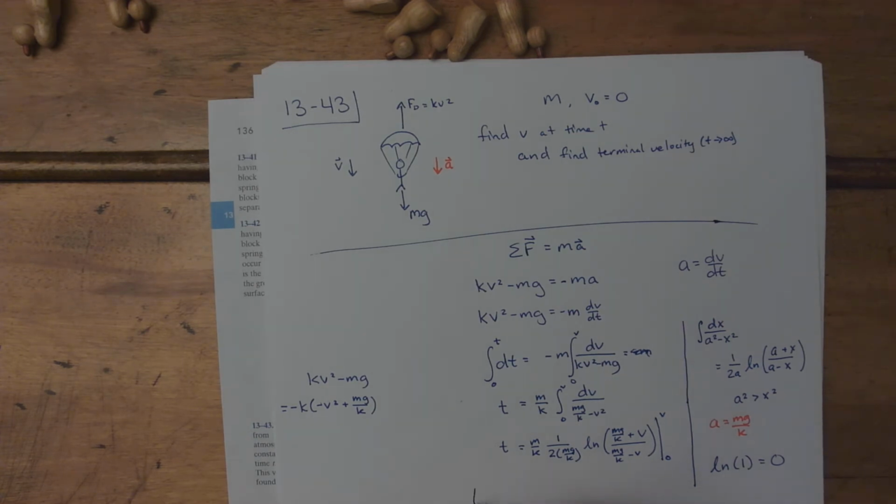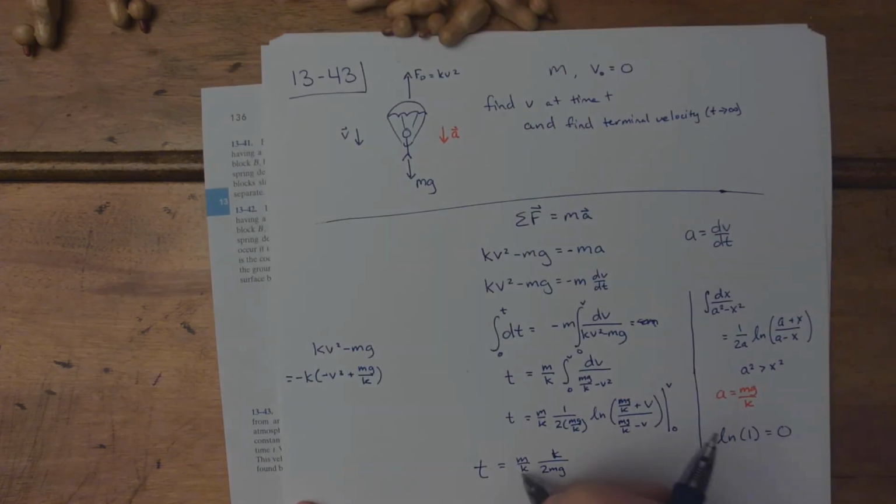So I have t is equal to m over k, 1 over 2mg. Let's bring this k up to the numerator, and then this and this cancel, and this cancel, and I have the natural log of, I did something wrong.